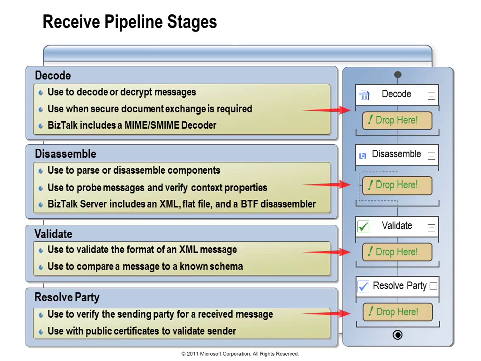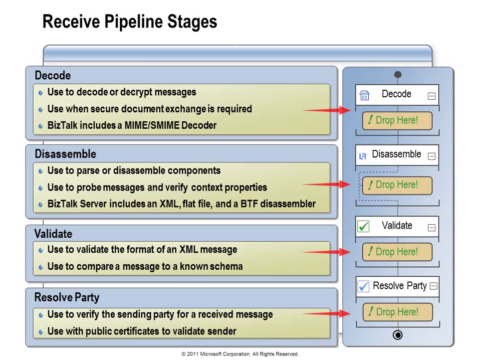Now there's actually only one stage that runs in first match mode, and that's the disassemble stage. And that's the stage at which a message might be converted from a flat file format to XML. And there might even be some debatching that occurs as part of that conversion. On the other hand, we might have an XML document that contains a batch of messages. So it's possible then to include multiple components at the disassemble stage, each of which knows how to handle a different type of message.